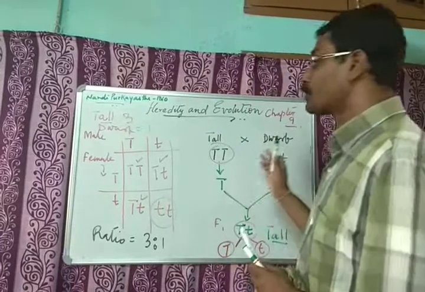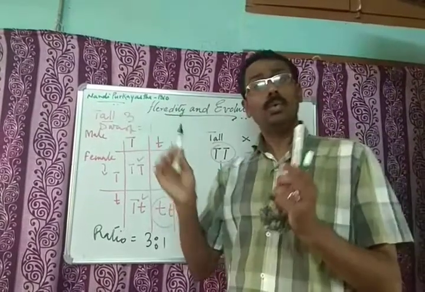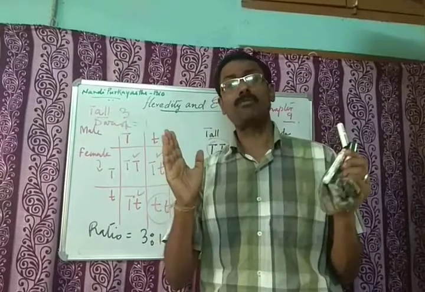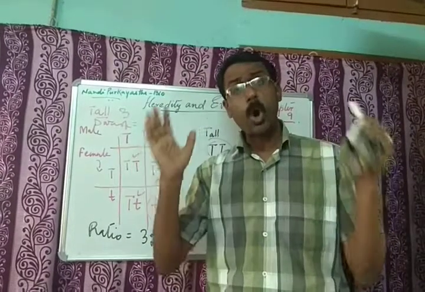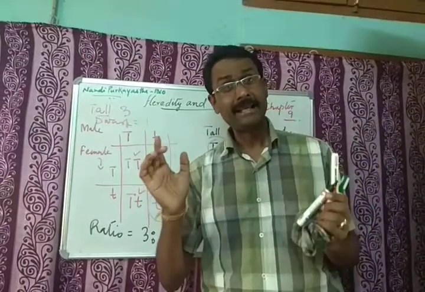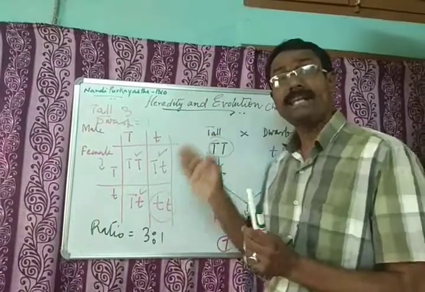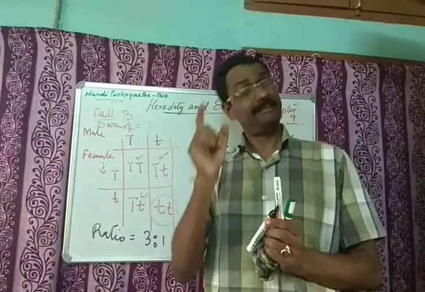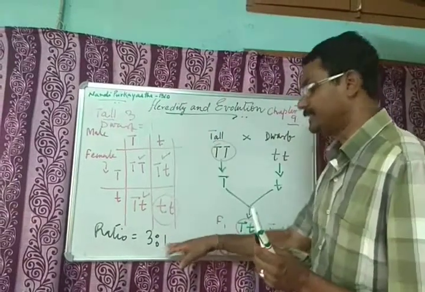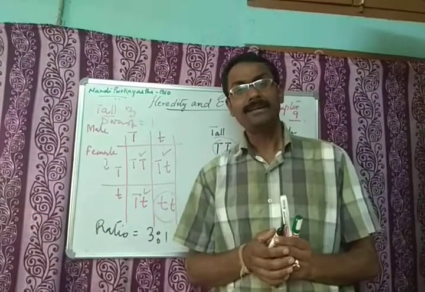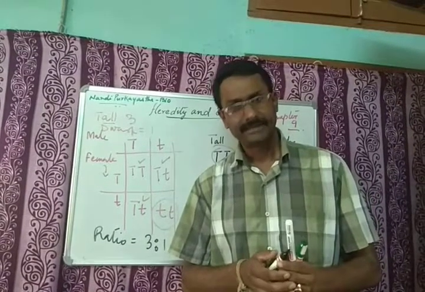The type of crossing when you do it by taking one pair of contrasting characters is called what? Monohybrid crossing. And the ratio that we find from the monohybrid crossing is called the monohybrid ratio. And what is the ratio? 3:1. In the next video, we'll be going for the dihybrid cross. Thank you, students.